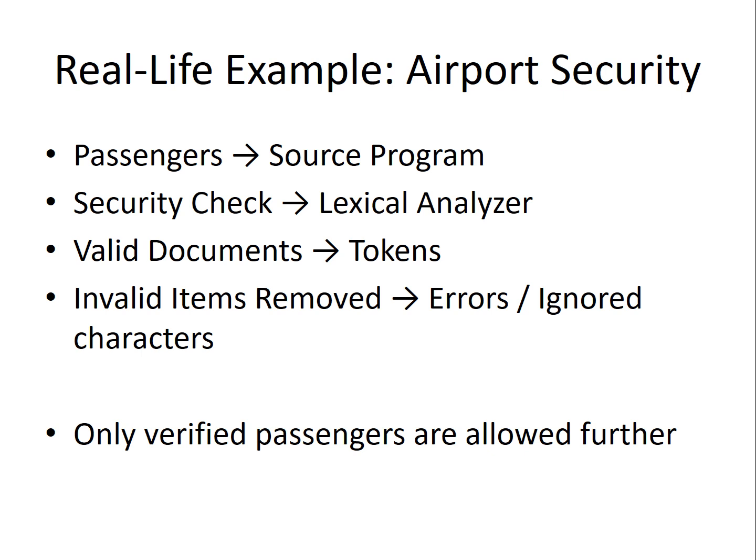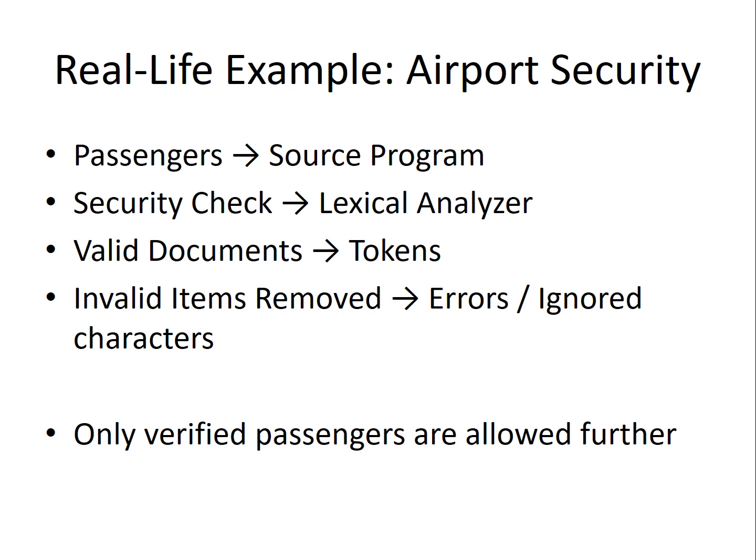Say airport security is there, where the passengers are nothing but our source program. Consider passengers as the source program, and there will be a security check happening, which has to be analyzed as a lexical analyzer. So passengers will be going one by one. There will be a security check, and he will be verifying the validity of each passenger one by one by verifying the valid documents. Once the document or the passenger is valid, the passenger would be allowed inside, that means tokens will be allowed inside.